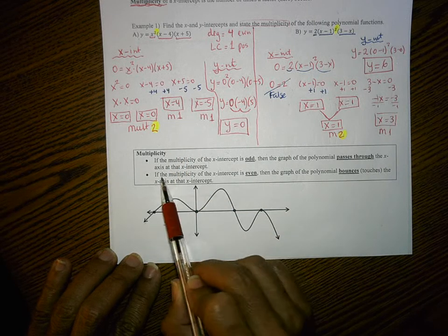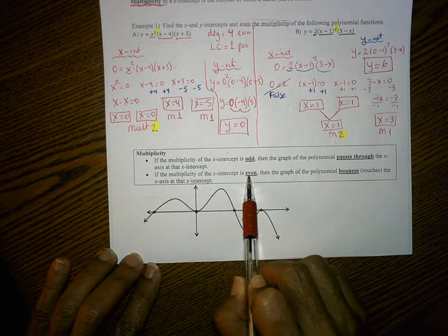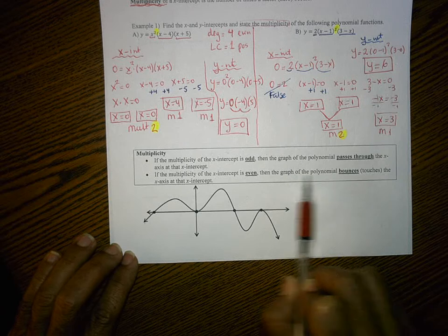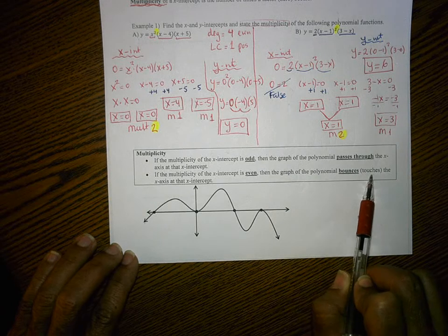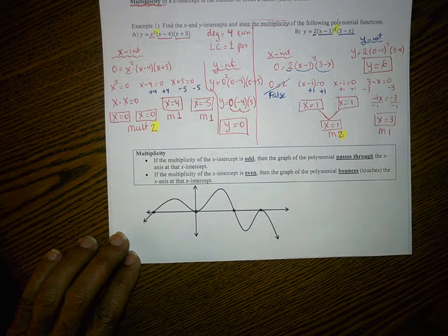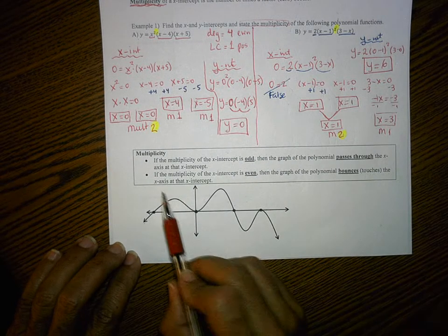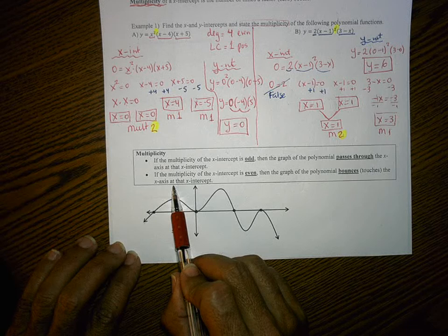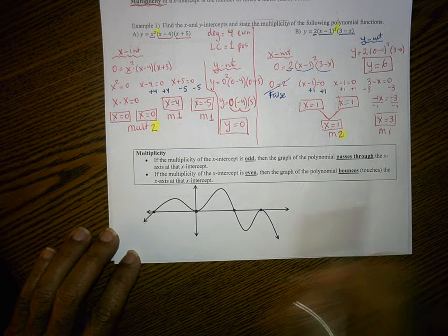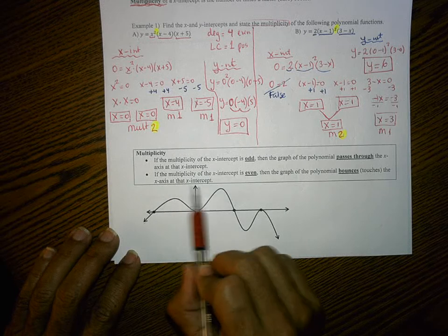If the multiplicity is even, like the number 2 is even, then the graph of the polynomial bounces or touches. What does bounce mean? Bounce is like when you hit it and you come back up. So it bounces at the x-axis at the x-intercept.